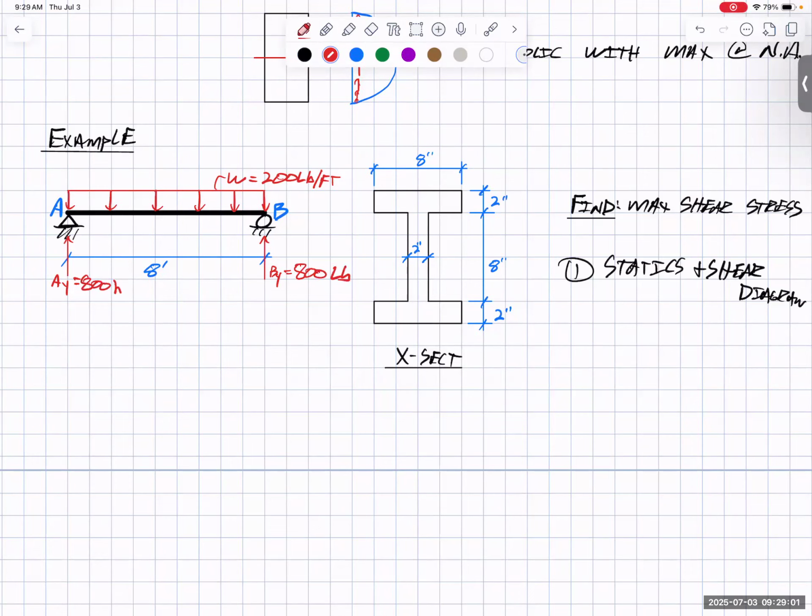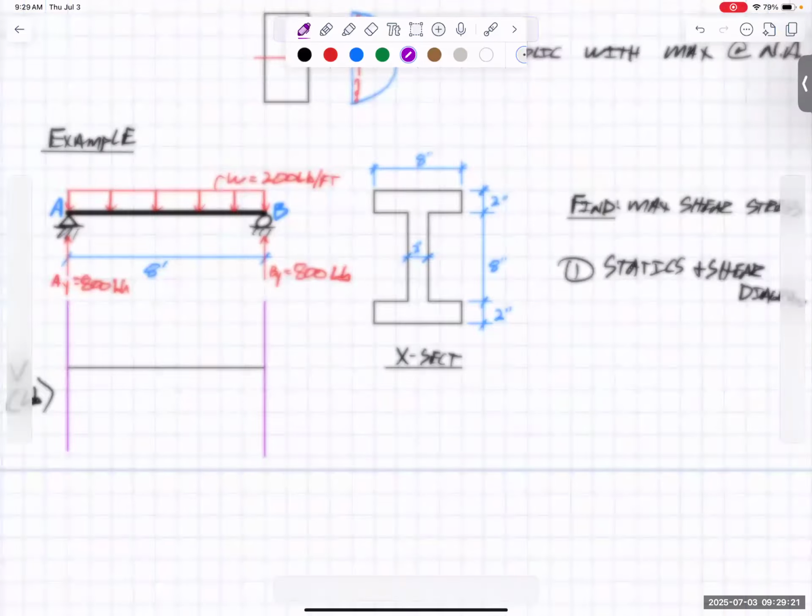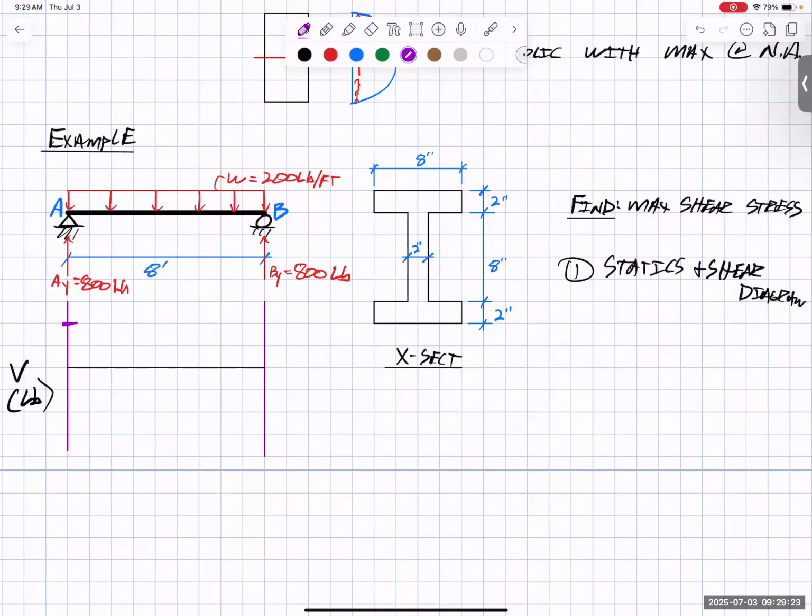I'm not going to spend time doing that because it should be super basic by now, basic statics. Drawing the shear diagram then, what do I have? Let's draw a little baseline here. I'm not going to draw the moment diagram since we're not dealing with that right now, but this is shear. Our unit is pounds. We start off with a positive 800 on one side. We decrease by this area, which is negative 1600, bringing me down to negative 800 over here. So that's what my shear diagram looks like.